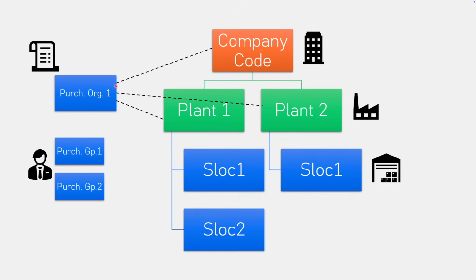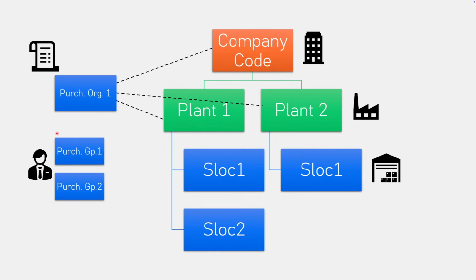But assigning the purchase organization to the company code is optional. You can either assign it to a company code or you can do away with it. You can simply assign the purchase organization to various plants and then utilize it for those plants. Okay, so this is about purchase organization.